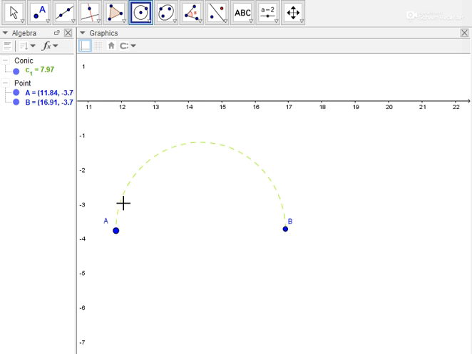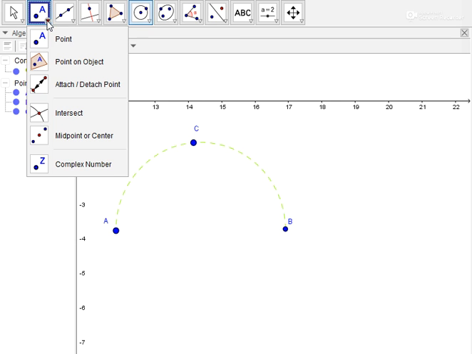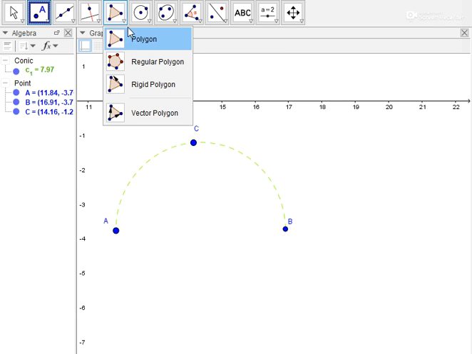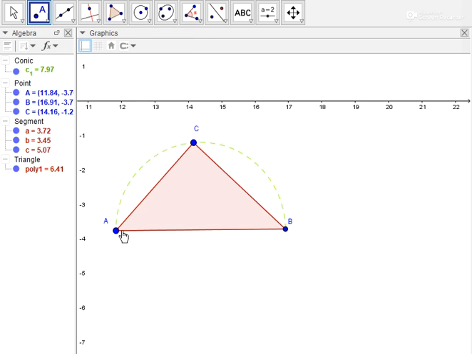So after that, I drew a point on the semicircle to make a triangle. So let me go ahead and get the point tool. So using the point tool, I drew a point C. So now I can draw a triangle going through all 3 points. So I go ahead and choose a polygon option and draw my triangle. So afterwards, I got my triangle, and you can see that I can move it freely along the semicircle.